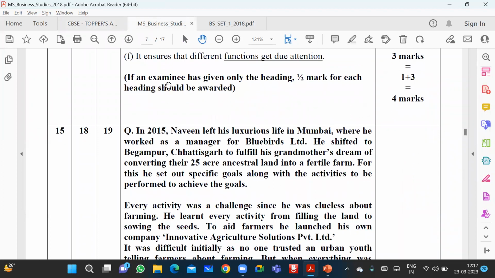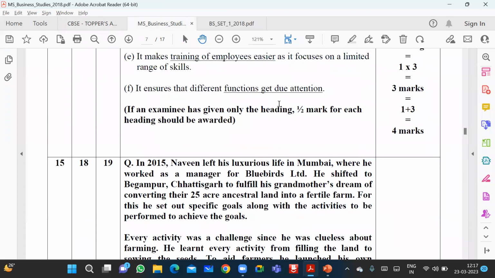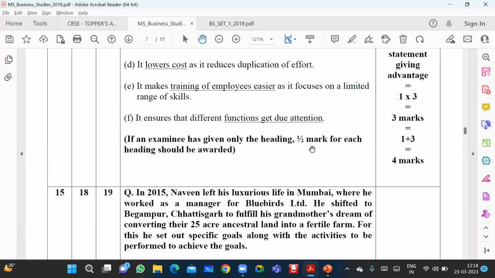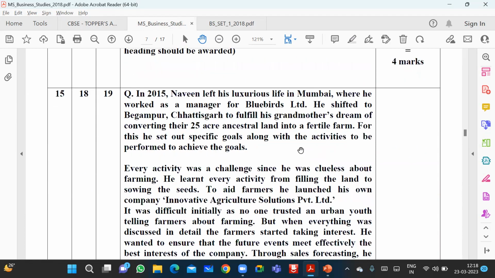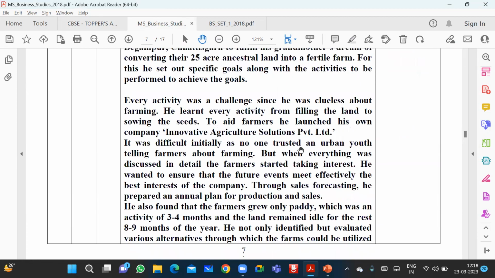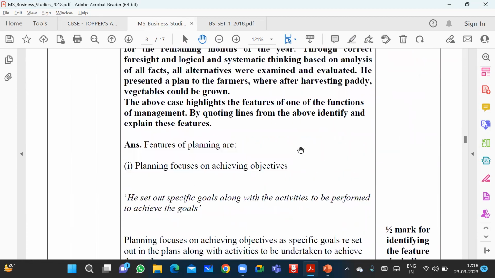And one more thing you can keep in your mind: if you are given the heading but not given the explanation, throughout the paper, whenever you write the heading, half mark is given, and if you give the explanation, then the marks as per the explanation will be given to you. And now question number 15, let's see the question first. What's the question? The above case highlights the features of one of the functions of management. By quoting the lines from the above, identify and explain these features.